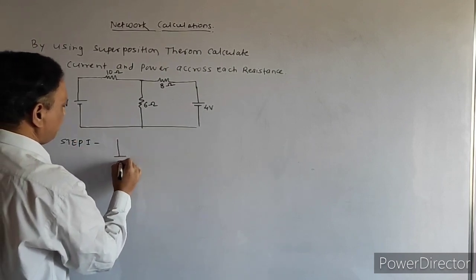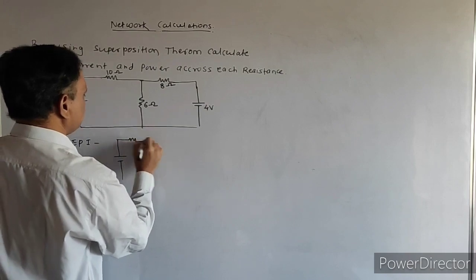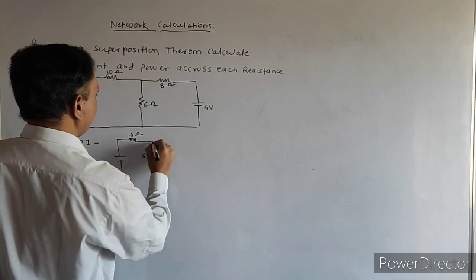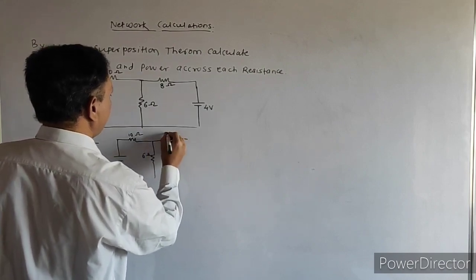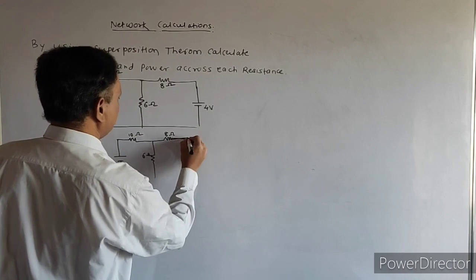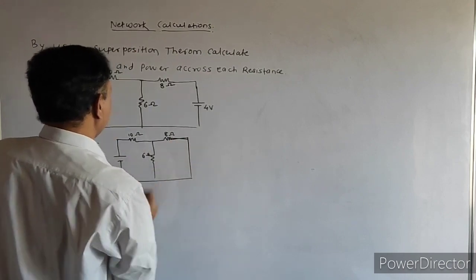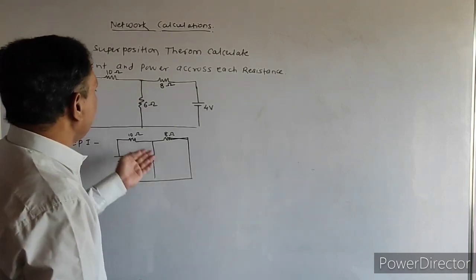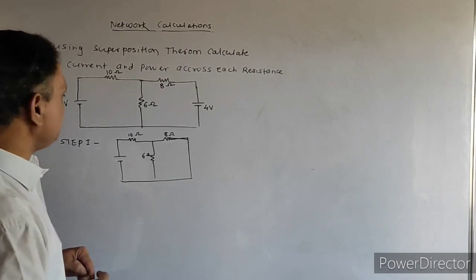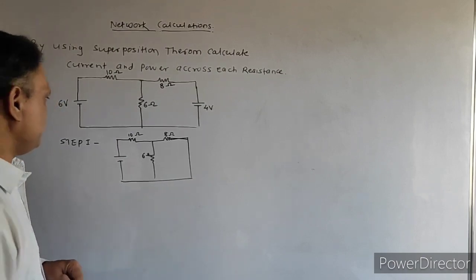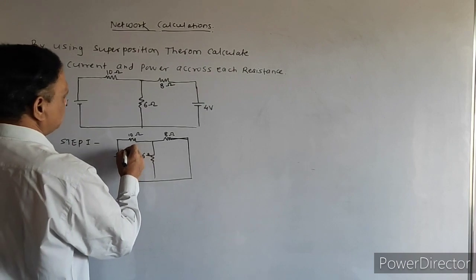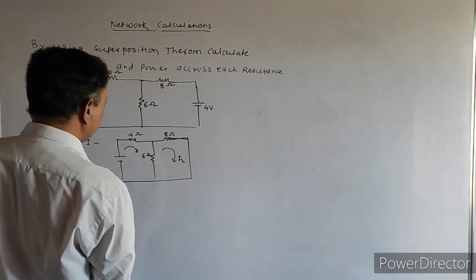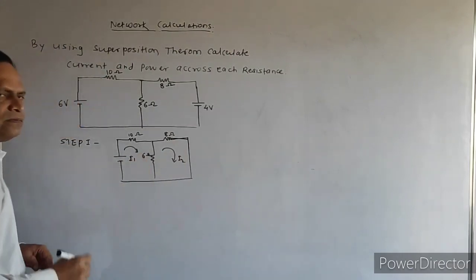The circuit is drawn like this. This will be 10 ohm, this is 6 ohm, this is 8 ohm, and this is shorted. Now what do we have to do? We have to find the current using mesh analysis or loop equation. Let us say this current is I1 and this current is I2.